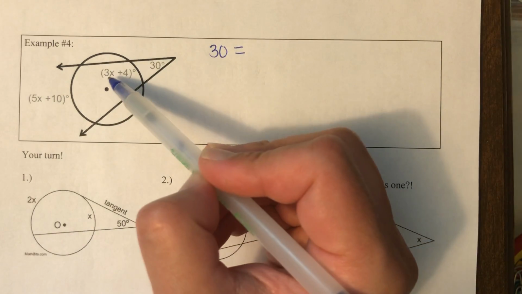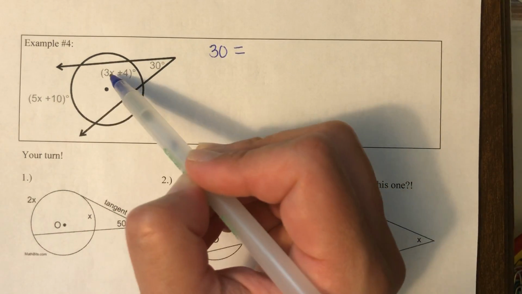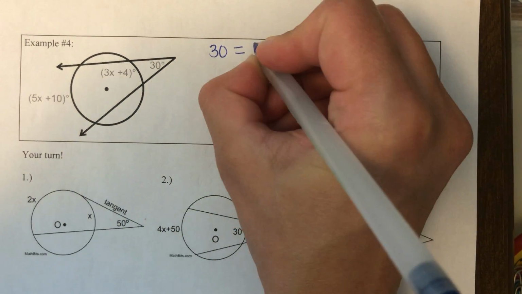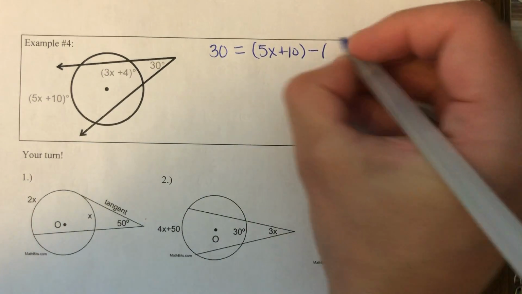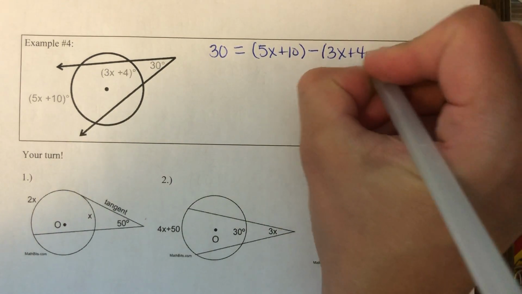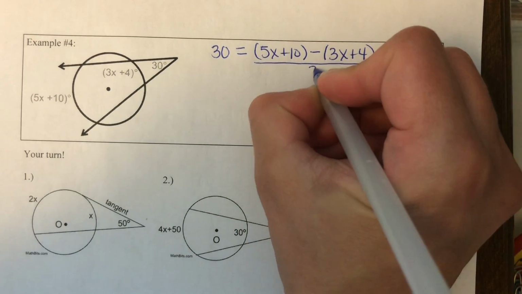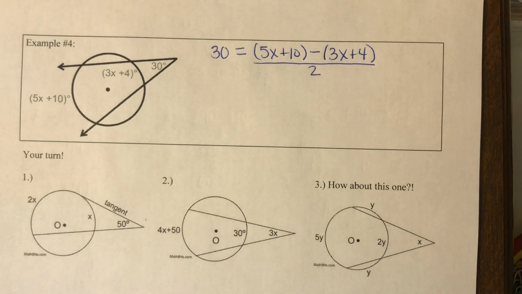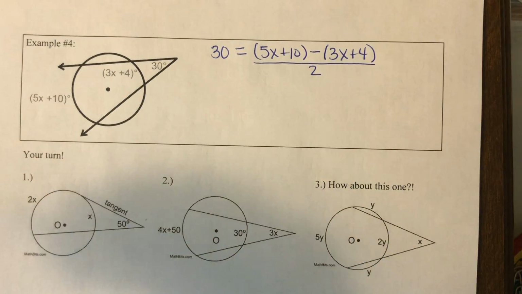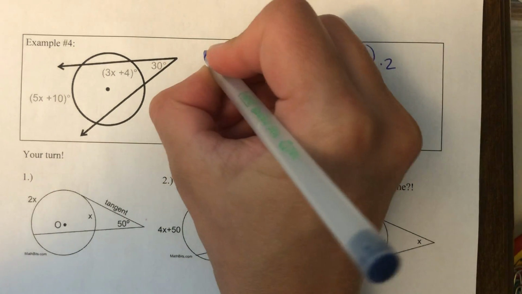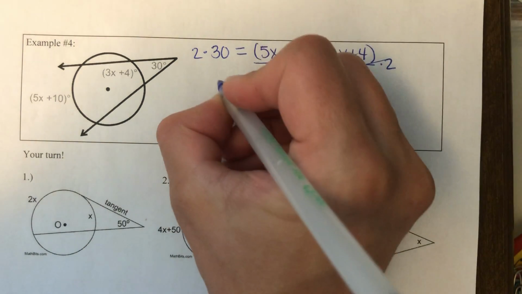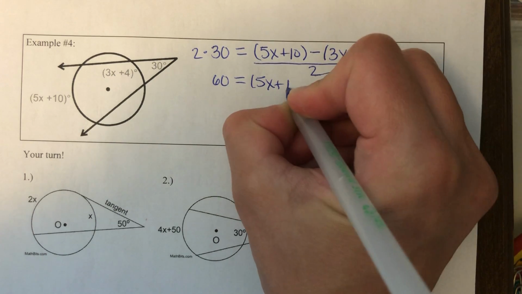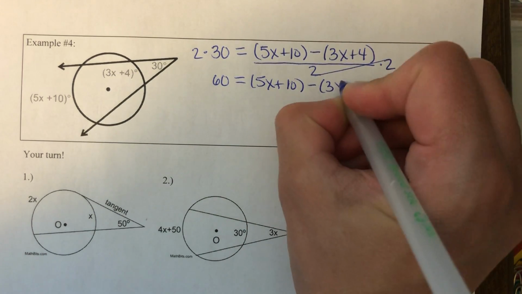equals, so it's just more complicated because I have these larger algebraic expressions here. The larger arc minus the smaller arc, still getting divided by 2. All right, there are a couple things you can do to tackle this. Personally, I just want to get rid of that 2. I want to multiply by 2 right away and get rid of that nasty fraction. So I now have 60 equals 5x plus 10 minus 3x plus 4.